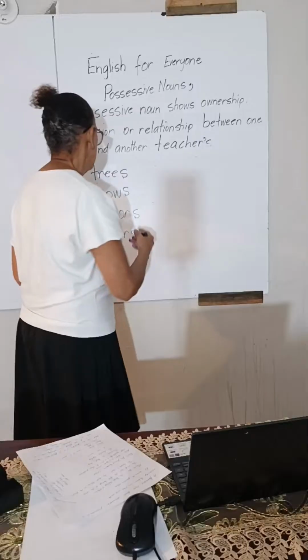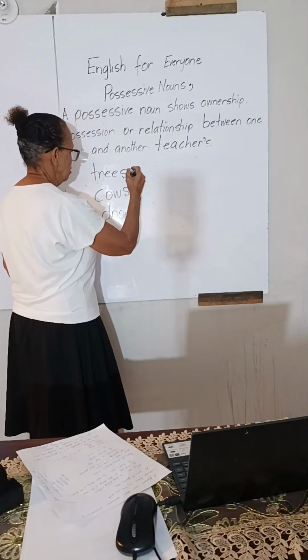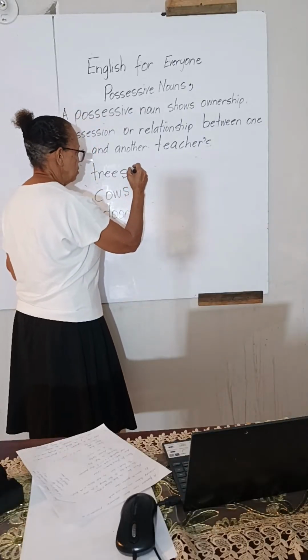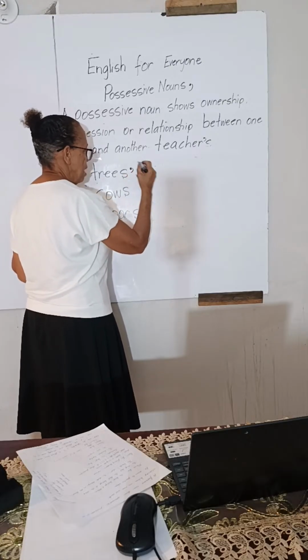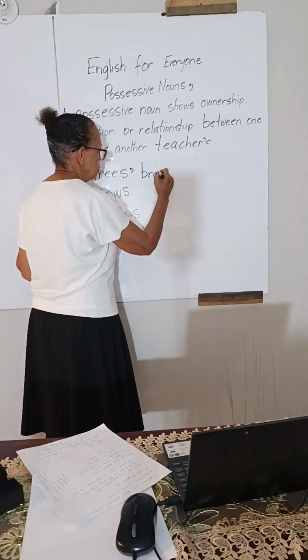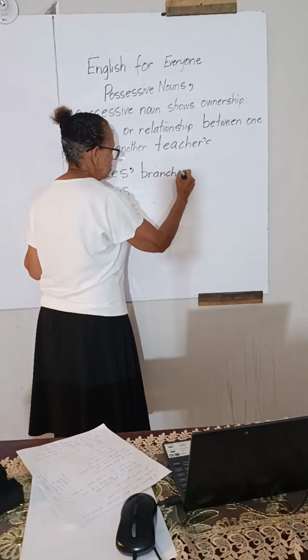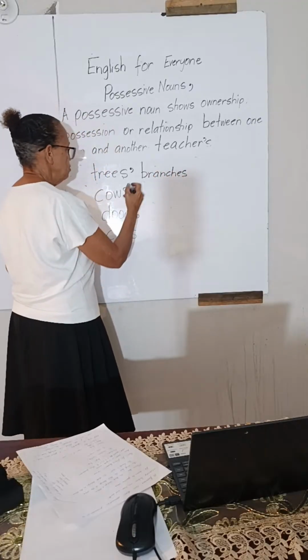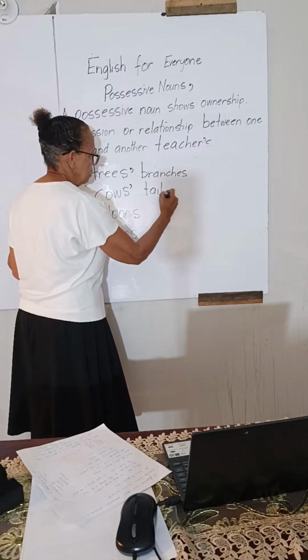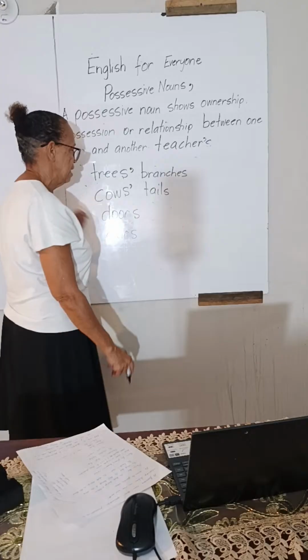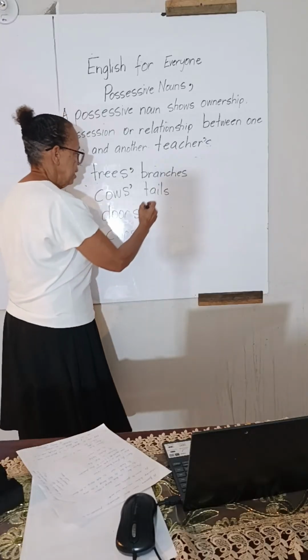So you have trees' branches. The branches belonging to the trees. Cows' tails. Cow tails. Doors' inches.